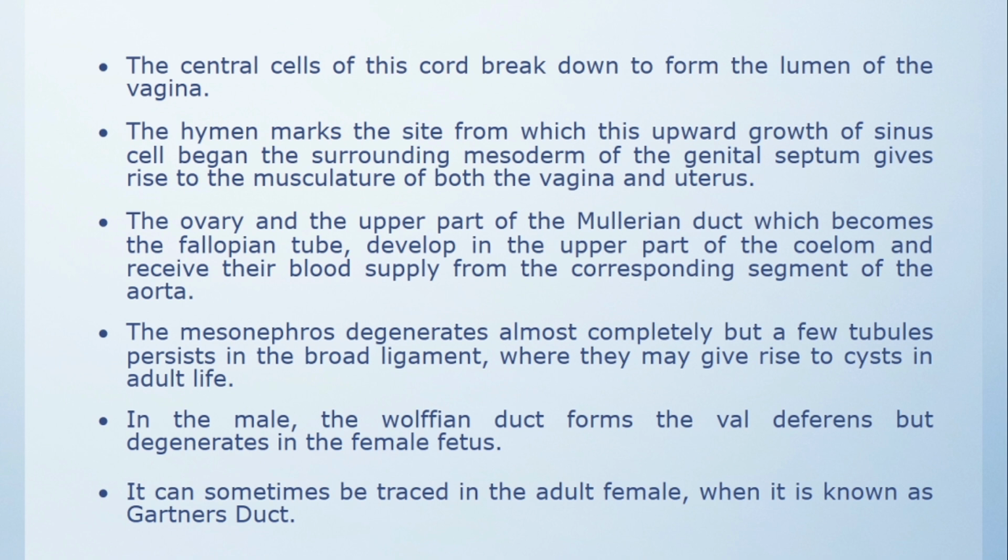The mesonephros degenerates almost completely, but a few tubules persist in the broad ligament, where they may give rise to cysts in adult life. In the male, the Wolffian duct forms the wall, the vas deferens, but degenerates in the female fetus. It can sometimes be traced in the adult female, when it is known as Gardner's duct.